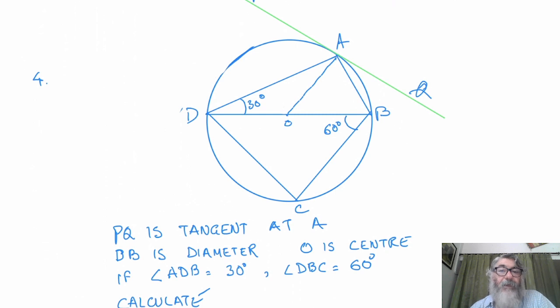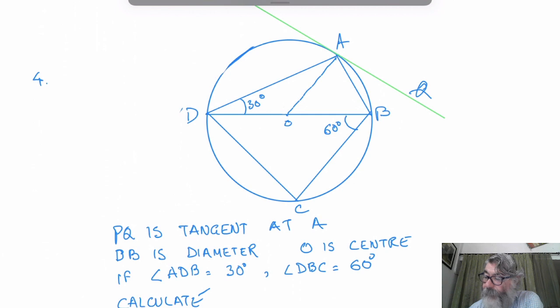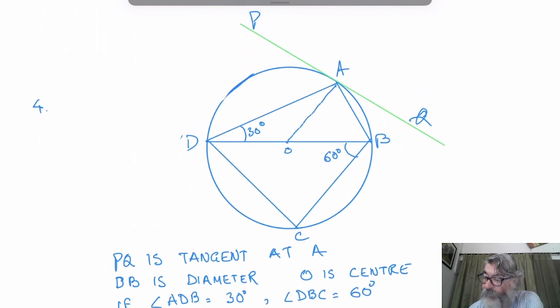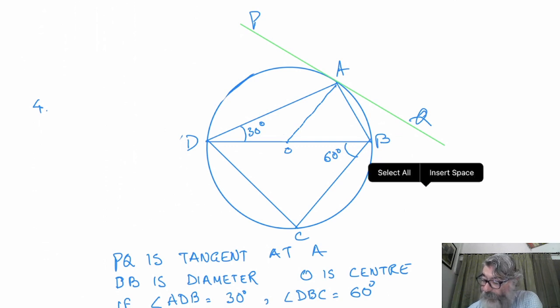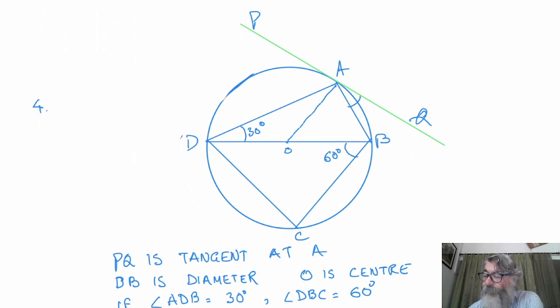Now, we have read a theorem that the angle between tangent and chord is equal to the angle in the alternate segment. For example, the tangent is PQ, and suppose AD is the chord. The angle is PAD. Let's take QAB first, as he has given angle QAB. This is the angle between tangent and chord.